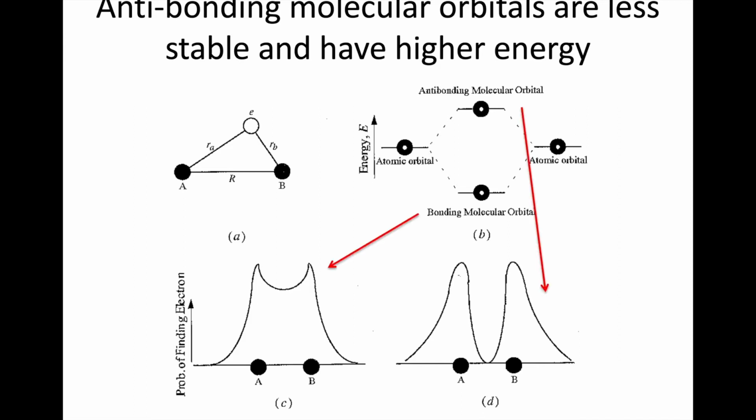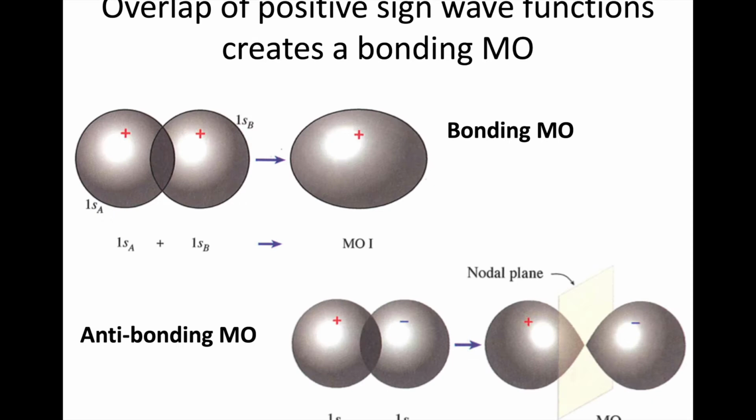All right. So again, the overlap of those positive sign wave functions, Schrodinger wave function, creates the bonding molecular orbital, and then the negative sign basically subtracts and forms that nodal plane. And so that's what you can see with that.